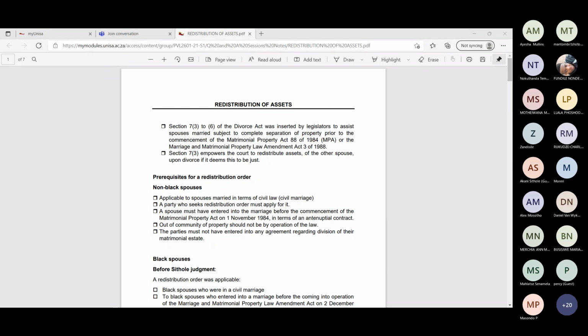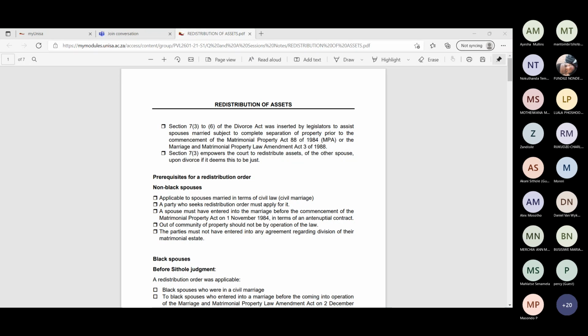Okay. Alex, I see your hand, but I just wanted to go to the chat. Pumlani has written his question. The question is, for black spouses, before they settled the Constitutional Court case, he's saying, I'm under the impression that the marriages prior were out of community of property. Does that mean spouses had no share in the other spouse's assets?